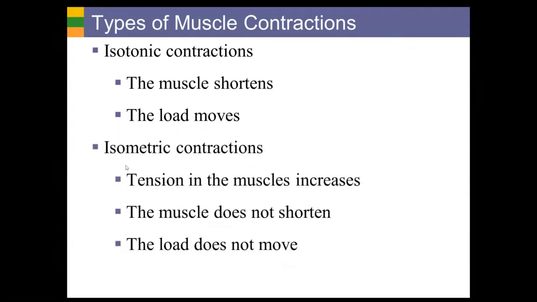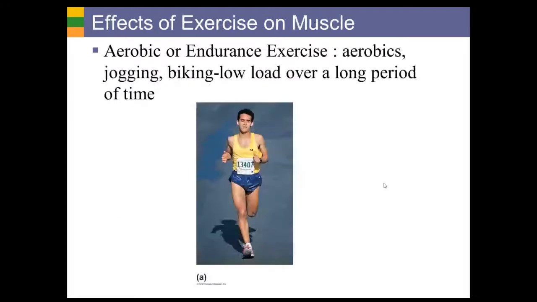With an isometric contraction, again, iso meaning same, metric referring to length, the tension in the muscles increases, but the muscle does not shorten and the load does not move. So isometric is same length, isotonic is same tension. Okay.